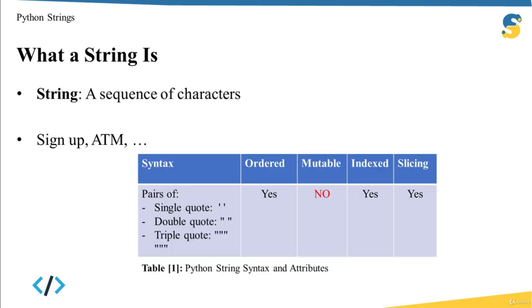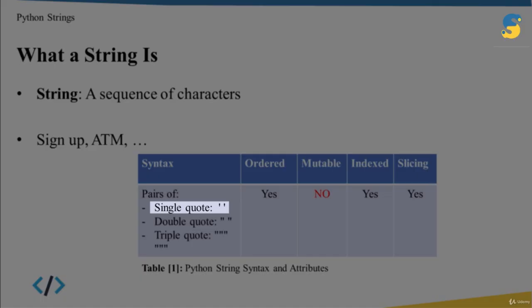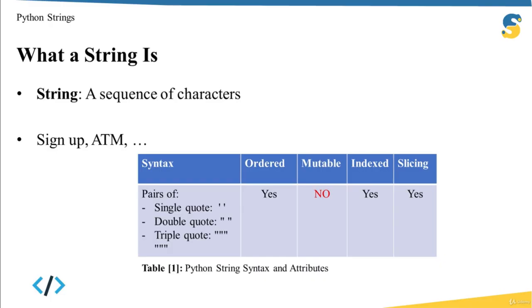Now let's see the details about strings. First of all, the syntax. If you want to create a string, you have to use pairs of a single quote or a double quote or a triple quote. And later on in the code session, we will see what is the difference between all of this. You have to know that string is an ordered data structure. In other words, each one of its items, characters, has its own known and fixed location.